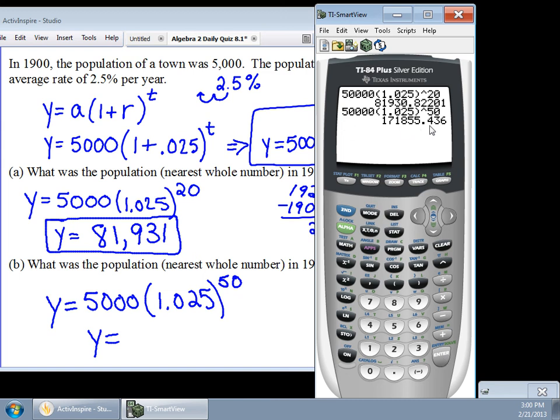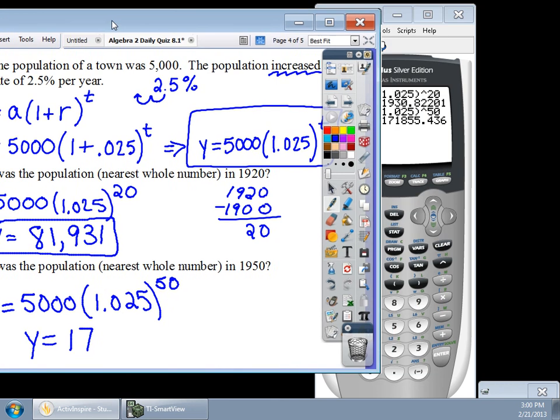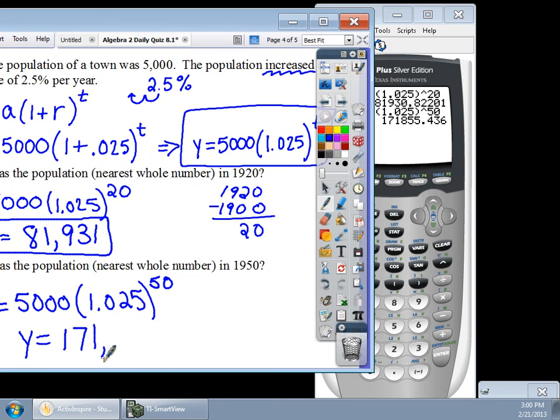And so in the year 1950, the population of the town was 171,855. I looked to the number before, that's a 4, I'm not rounding that 5 up. So 171,855.